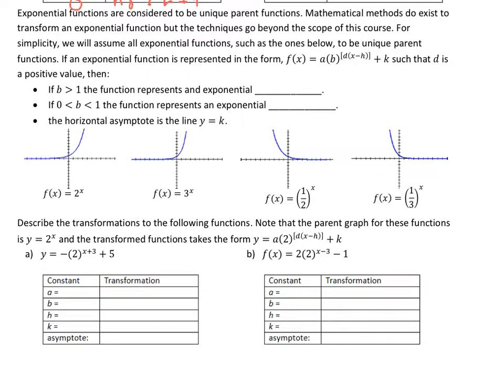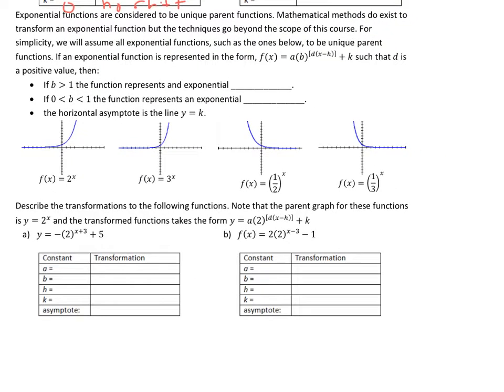Exponential functions are considered to be unique parent functions. Mathematical methods do exist to transform an exponential function, but the techniques go beyond the scope for this course. For simplicity, we're going to assume that all exponential functions, such as the ones given below, are unique parent functions. If an exponential function is represented in the form f of x equals a times b raised to the d times x minus h power plus k, such that d is a positive value, then.